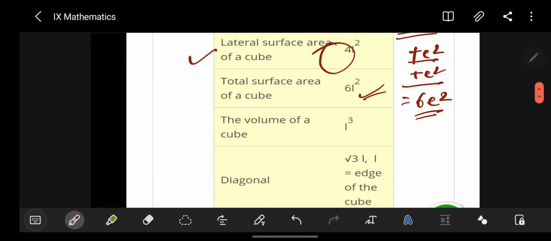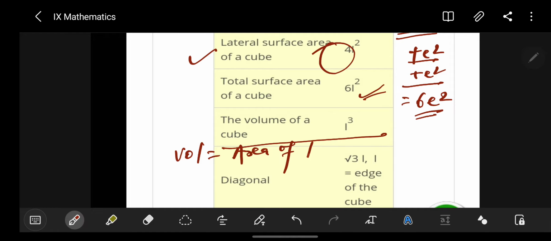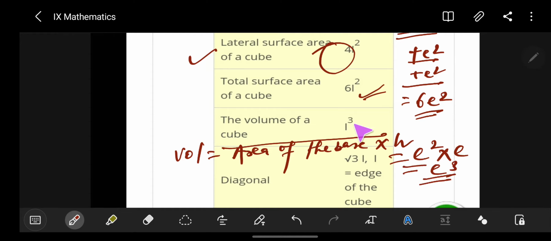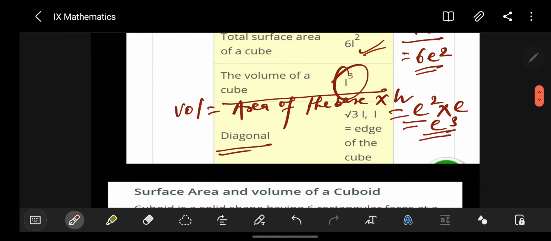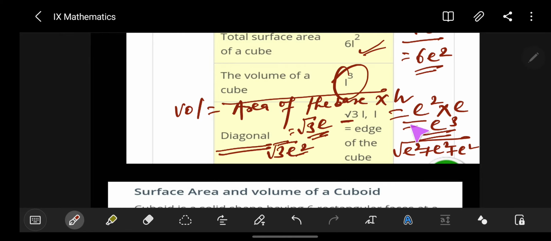The volume of a given solid figure is given as the area of the base multiplied by the height. So the area of the base is E square, multiplied by the height, which is also E, gives you E cube, that is L cube. Here it is taken as L. The diagonal is given as the square root of the length square, which is E here, the breadth square, which is again E, and the height square, which is again E. So it will give you the square root of 3E square. So the square root of 3 is taken out, and E square comes out of the square root, becoming E only. So we simply write square root of 3 times E, or root 3 L. L is the edge of the cube.